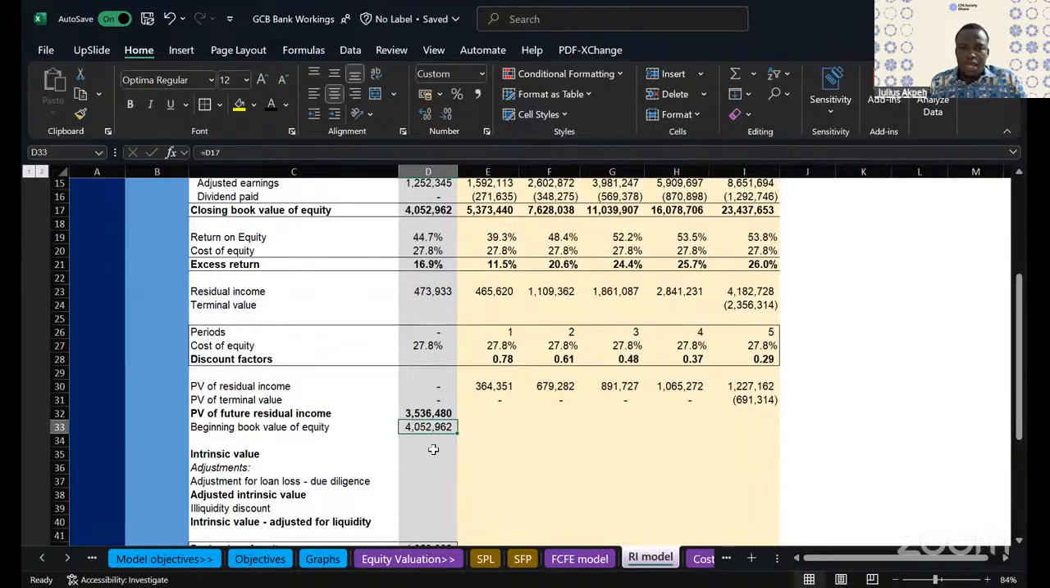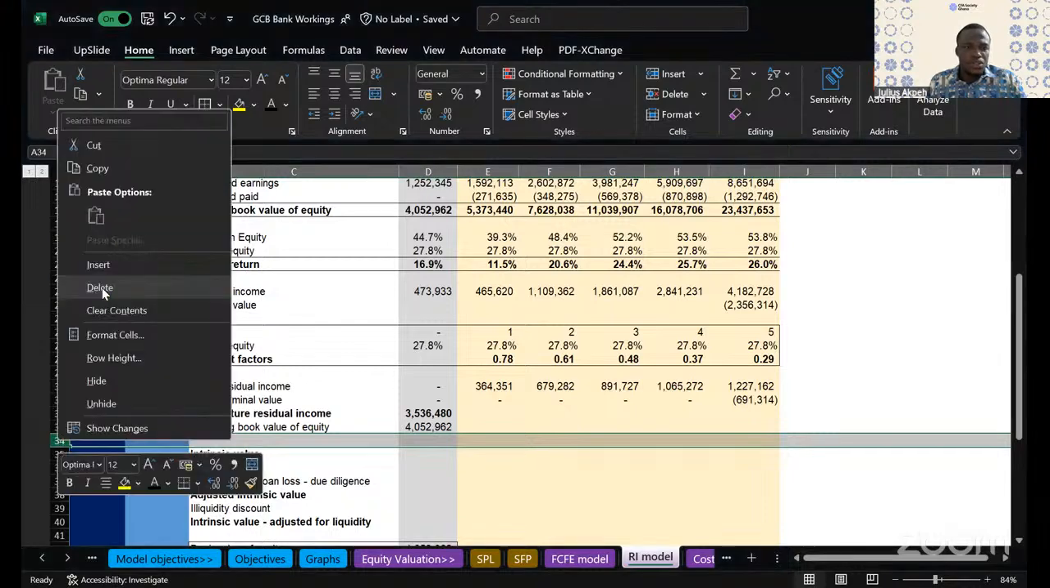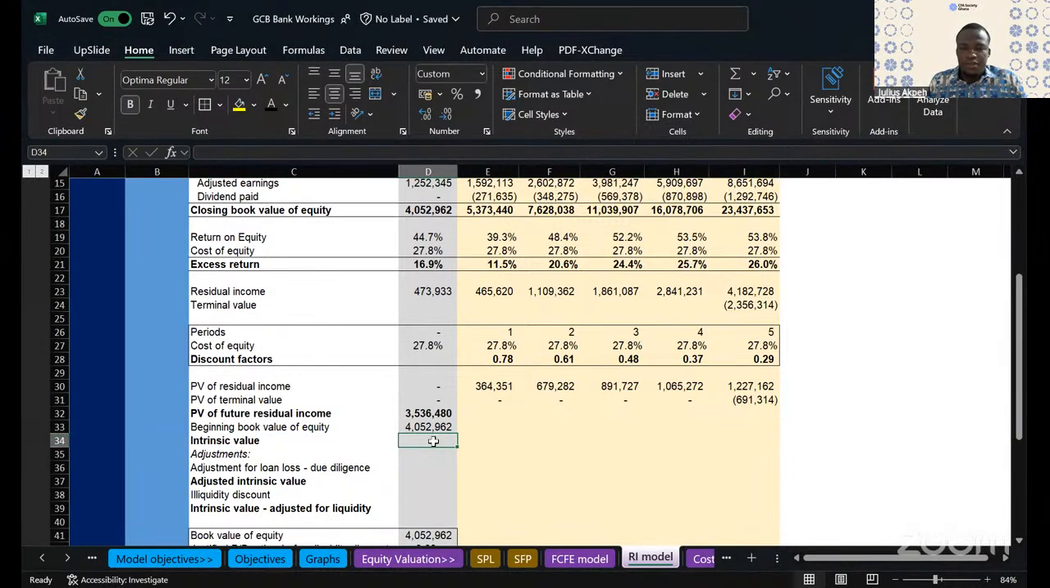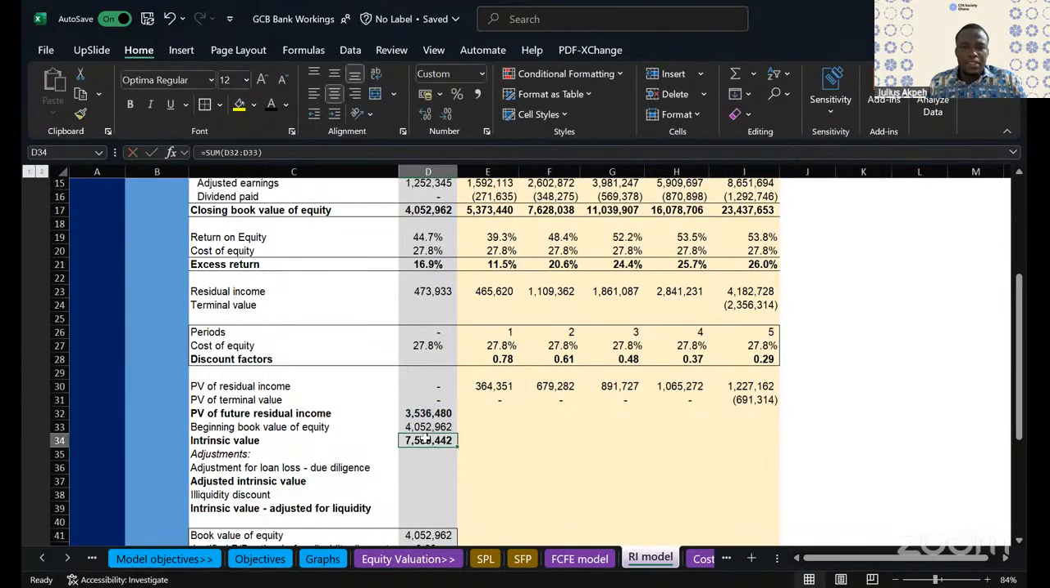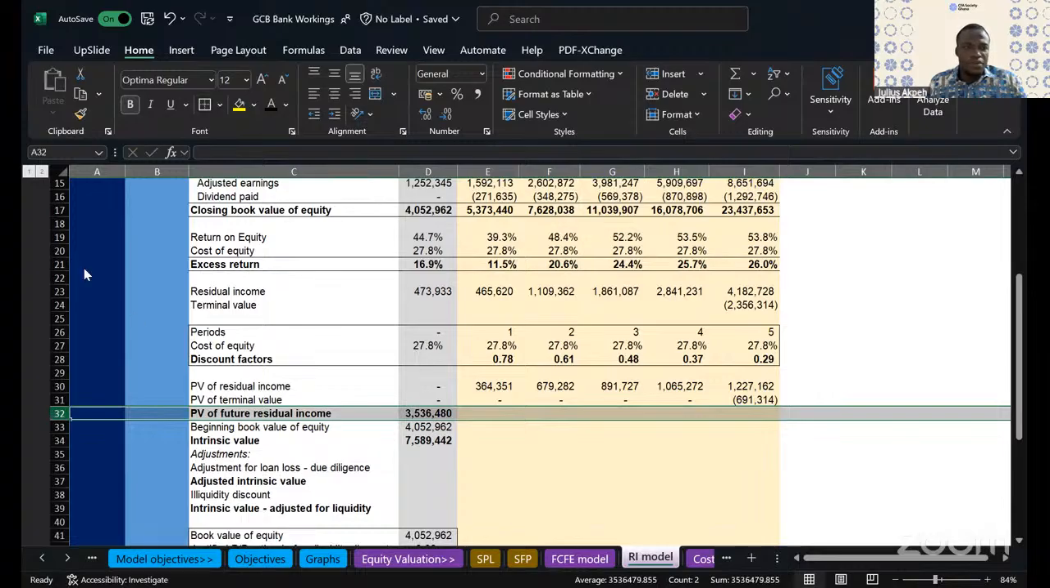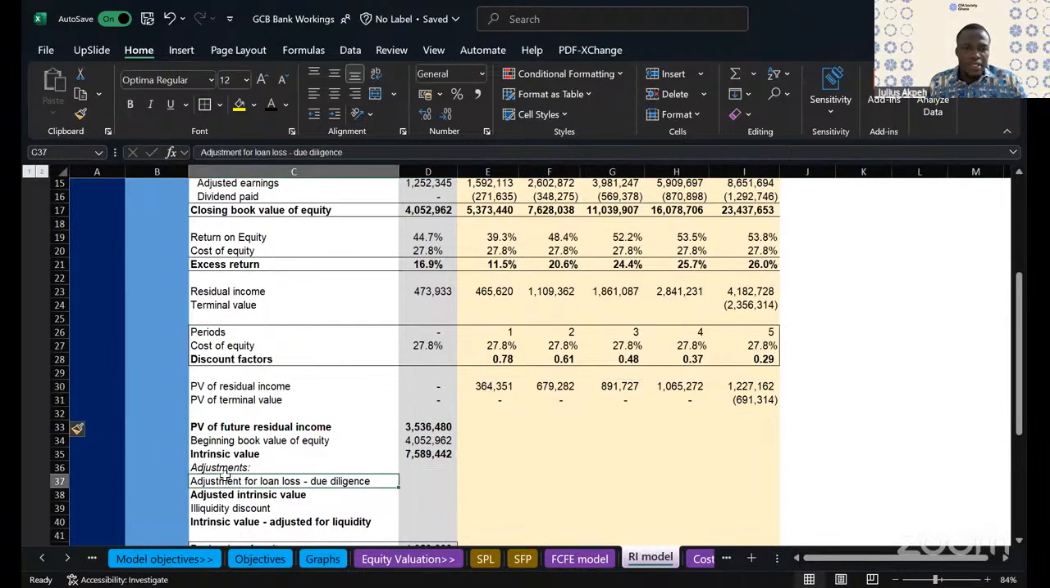So we do that, and then what do we have? This will help us to get the intrinsic value of the bank. Let me delete this part. So in this case, we're able to get the intrinsic value of this bank. And you see that the beginning book value of equity is even more than the present value of future residual income, right? Let me give some space. And then there'll be some adjustment that will be done.